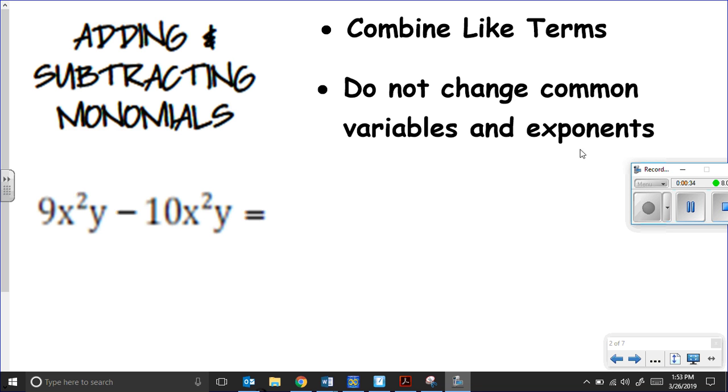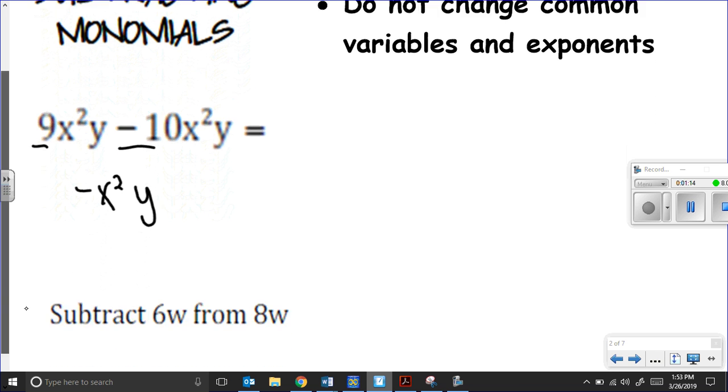So if we look at example 1, we have 9x squared y minus 10x squared y. Now we know that these are like terms because they both have the same variables x and y, and both of the x's still have the exponent of 2, and the y's have an exponent of 1 even though it's not written. So now we're just going to worry about the coefficients and do 9 minus 10, which is negative 1, or we can just say negative x squared y. Okay, so that's just us adding and subtracting the monomials.